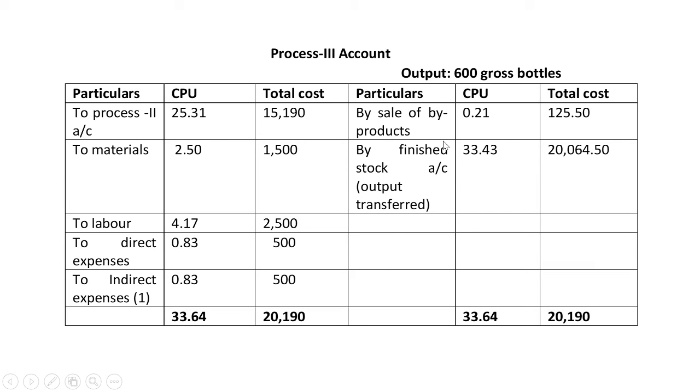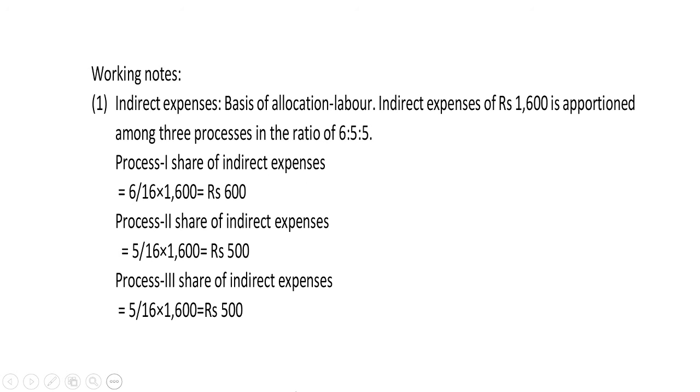And the same thing for the finished stock account. So by finished stock account it is output, since the output is from process 3, it is around 20,064.50, and the cost per unit is 33. So this is about the process 3 account. This is the working note that has been given and explained.